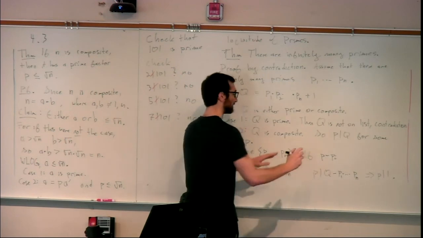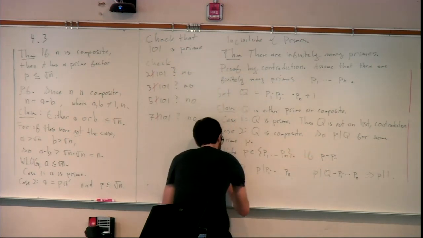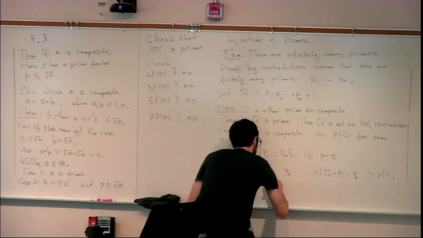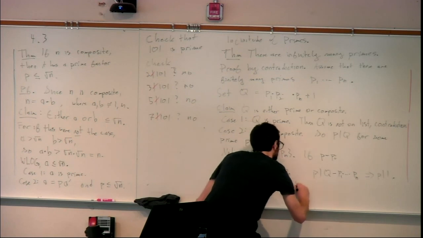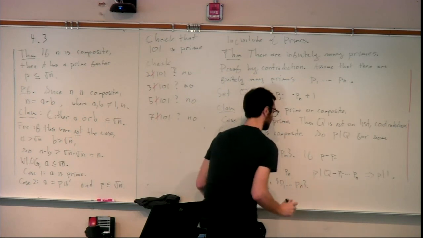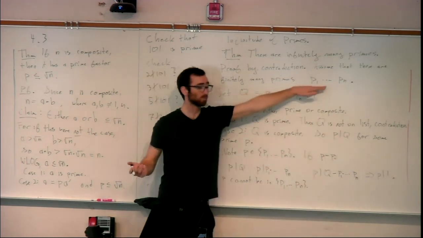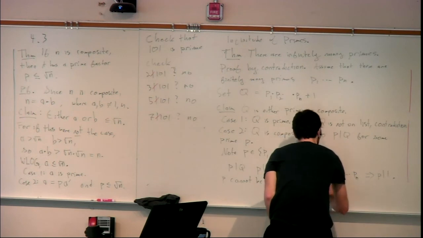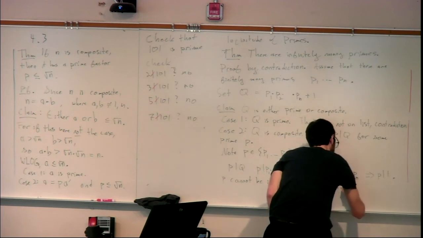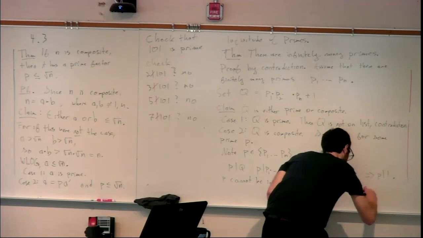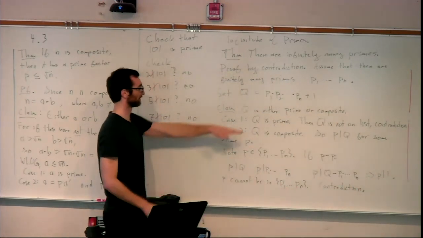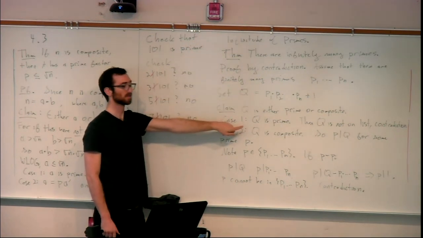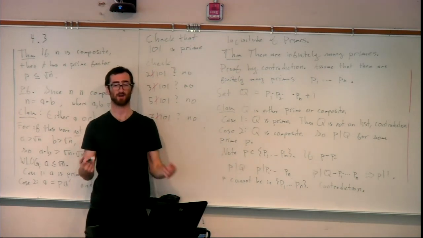So P cannot be on the list. Which is a contradiction, because we assumed that we listed all of the primes here. Contradiction. And this finishes the proof, right? We assumed that there are finitely many primes. We got 2 cases, and then in each of these cases, we showed that we arrived at a contradiction.